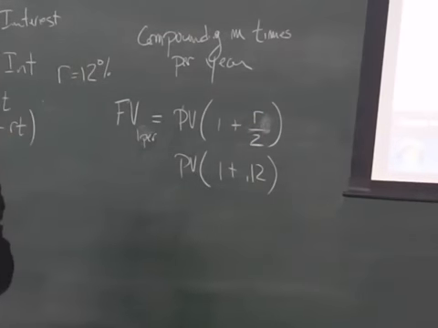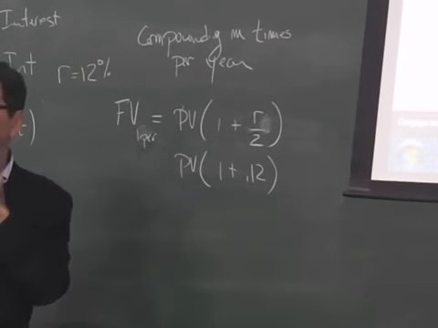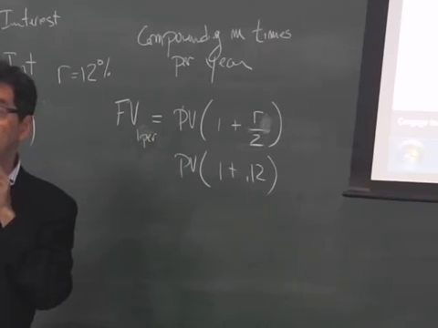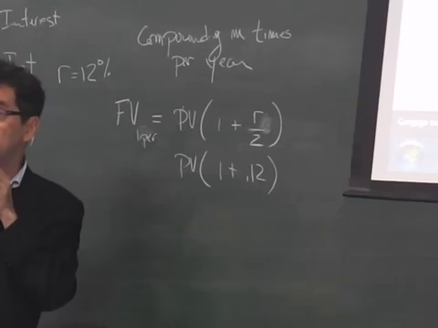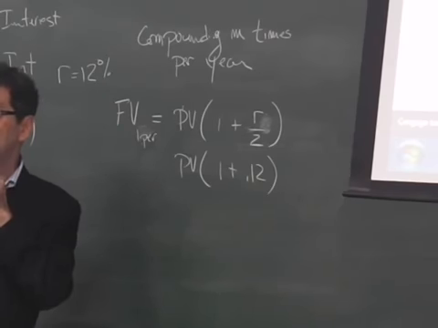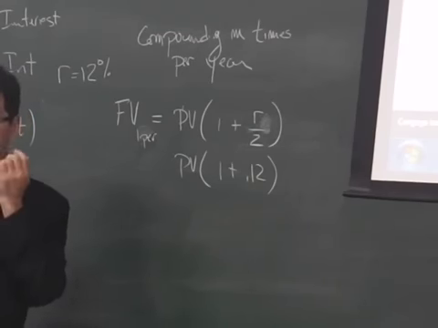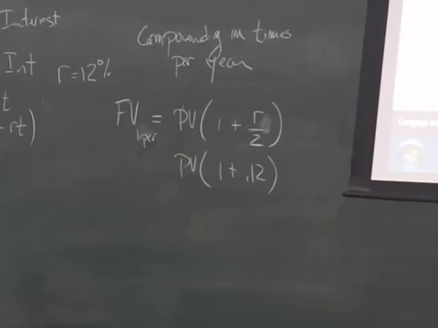But how about if I want to be more general, so I don't want to just work with semi-annually? Suppose I want to say quarterly, then what would it be? R divided by 4, and suppose I want to say monthly, then it would be R divided by 12, right? So if I say M times per year, M could be 2, it could be 4, it could be 12. So how do I include that? M.